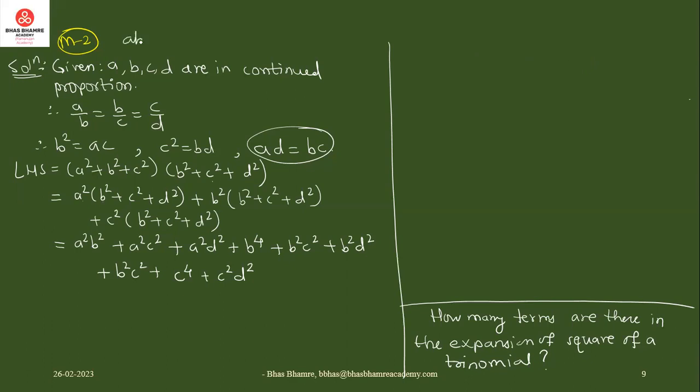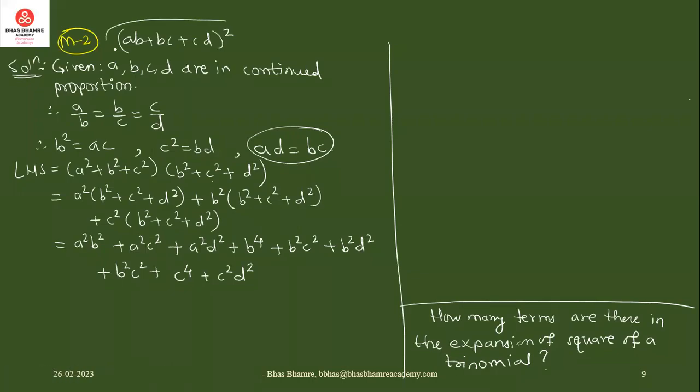Okay, Raj Lakshmi says 9. Somebody says 6. What is the correct answer? The 6 terms is the correct answer. There are 6 terms. And remember, this is our RHS part.